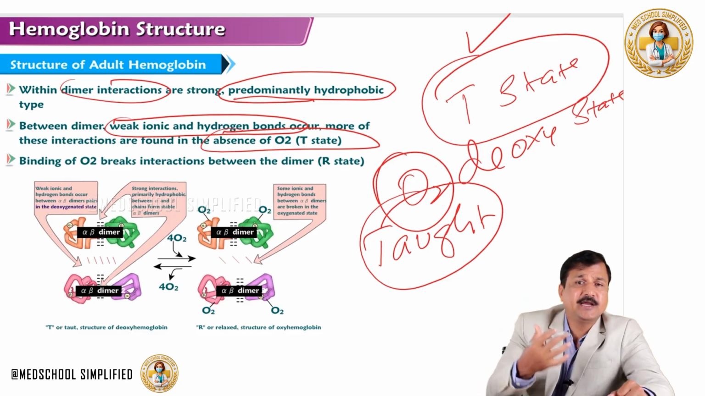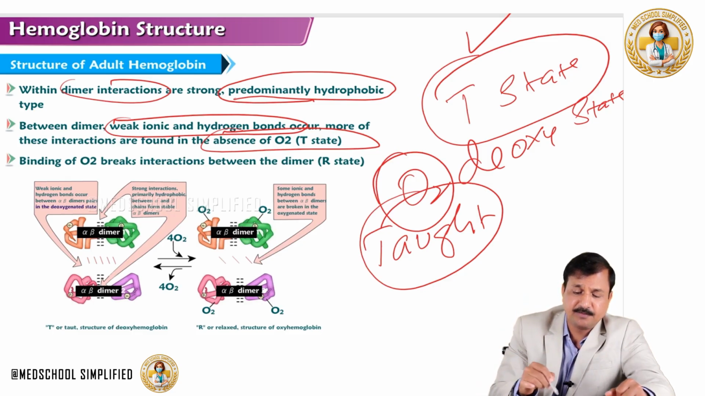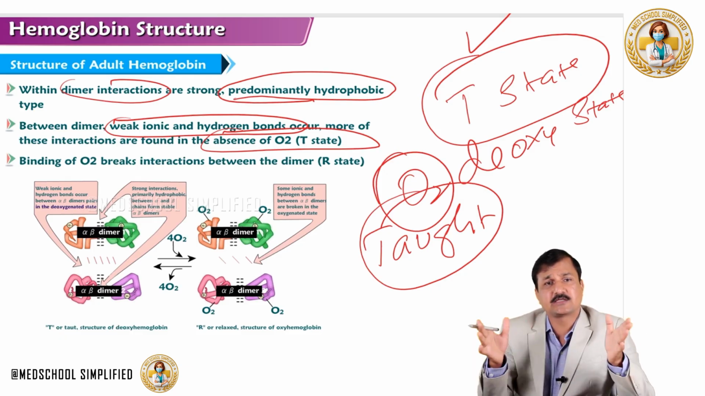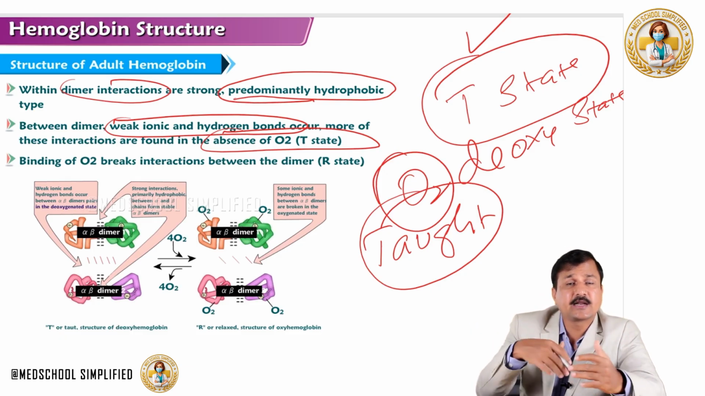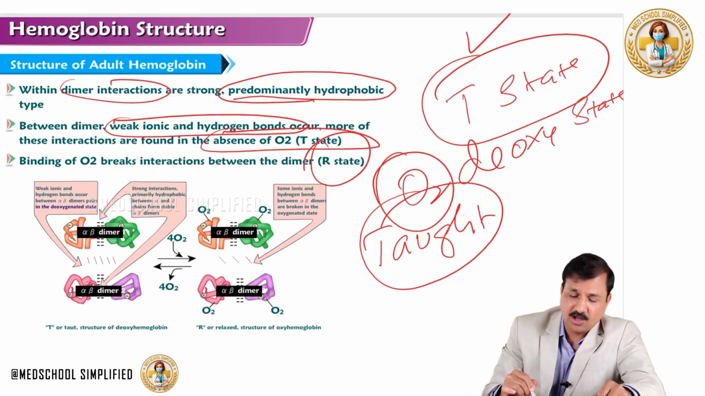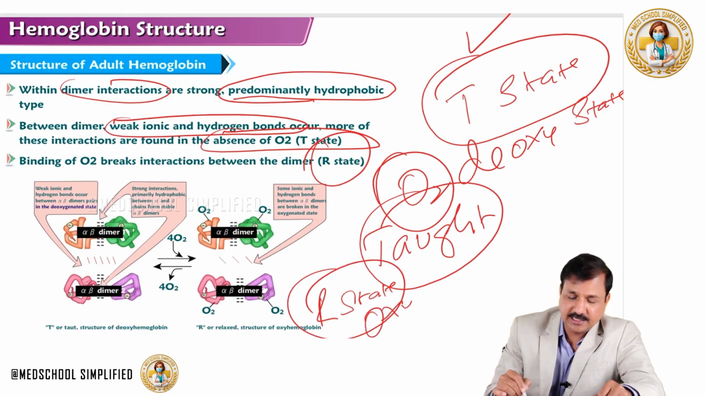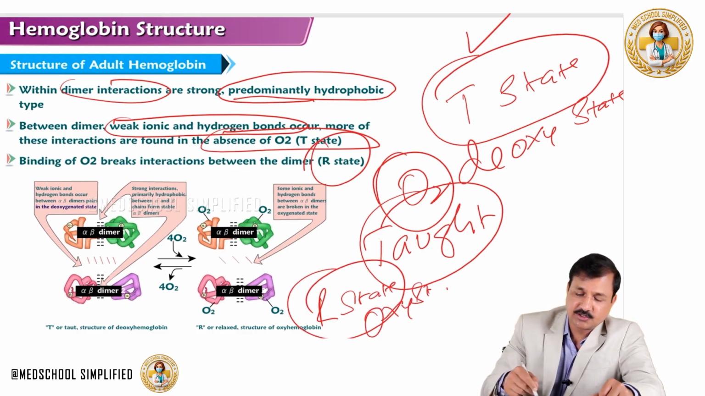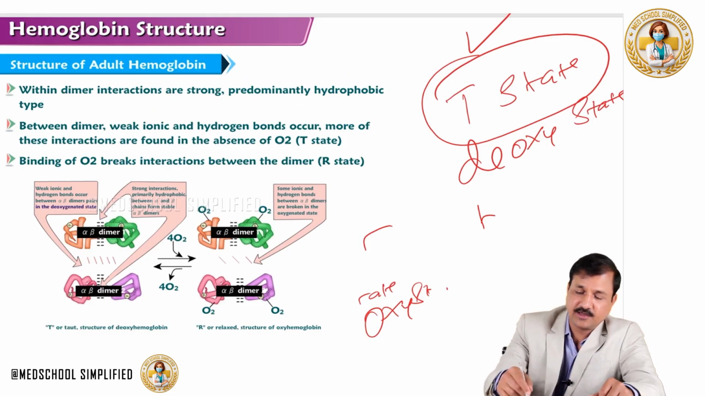So when oxygen binds to a hemoglobin molecule, there will be breakage of these salt bridges, breakage of hydrogen bonds, and that relaxes dimer 1 and dimer 2, and that's why it is referred to as the R state of hemoglobin. So note that the R state is the oxy state of hemoglobin, as shown in the figure. Let me explain the figure now.